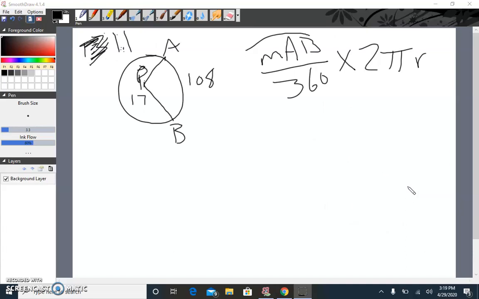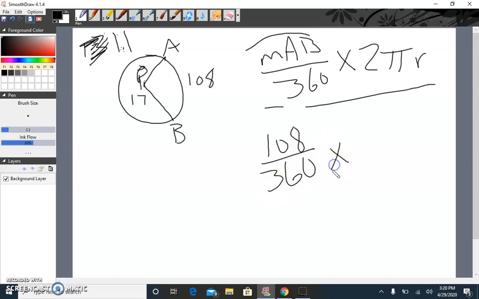We are trying to figure out what is the arc length here. The arc length going from A to B, that's the measure of AB, and that little symbol above it meaning arc. Well, we know that it is 108 degrees, and the radius is 17 from P to B. So this is our formula over here. That is the formula for the arc length. It's the measure of AB over 360, so it would be 108 over 360 times 2 pi r, and our r is 17.